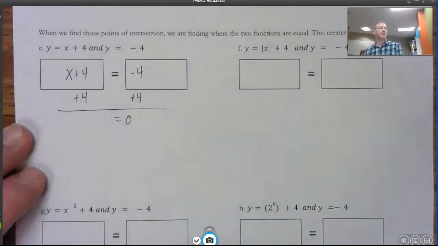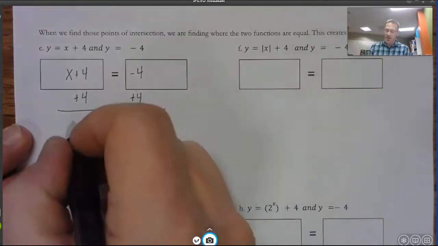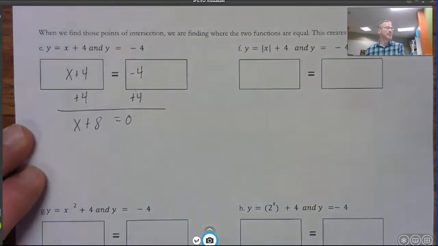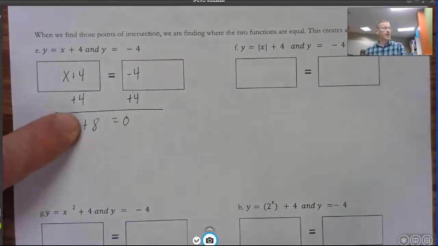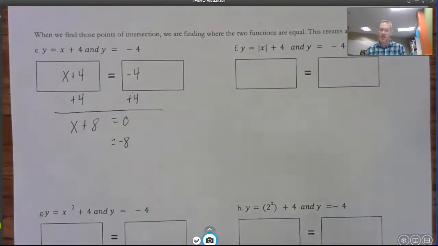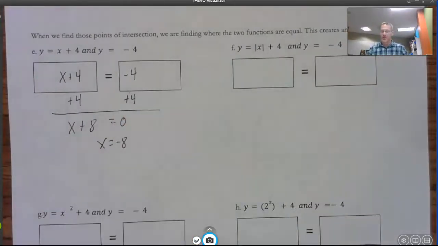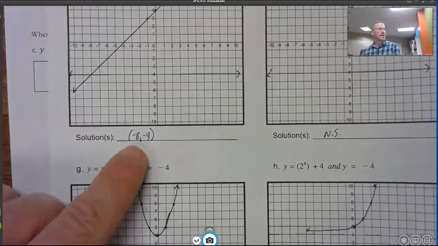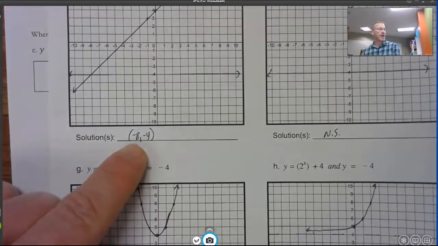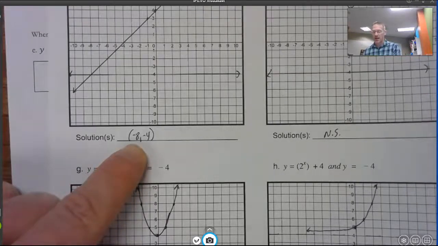I'm going to line that up with the other number. A number goes with a number, a variable goes with a variable. So this is x plus 8 equals 0. Now, what plus 8 is 0? Negative 8. They have to be opposites, which means x has to be negative 8. And then once again, we can see that that is definitely the point of intersection here. Definitely intersects at negative 8.